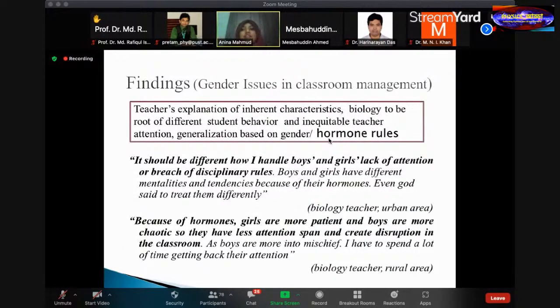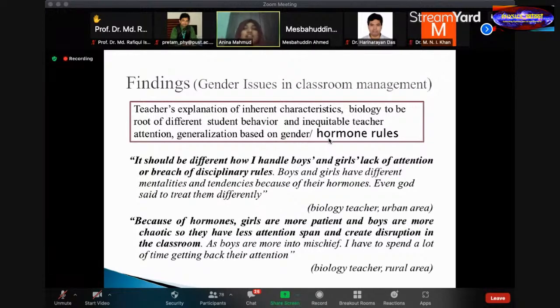Another thing is gender issues in classroom management. The gender inequality in the instruction process of science is also prevalent in the classroom management process, where boys get all the attention, and the teacher treats boys and girls differently, giving more attention to boys in the reinforcement process in the class, and less attention to the girls.